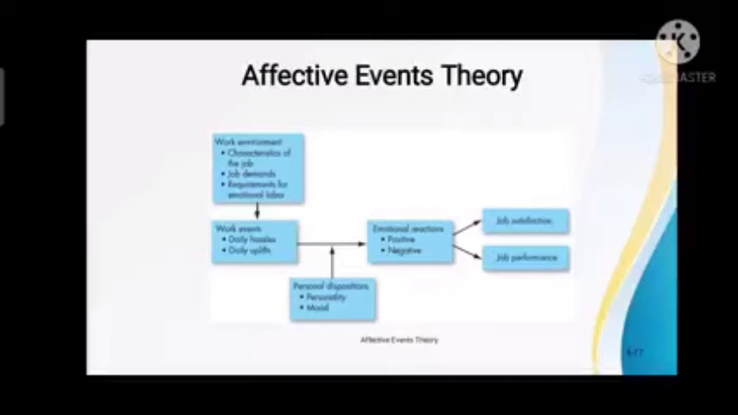Affective events theory graph. This graph states that work events trigger positive or negative emotional reactions, to which employees' personalities and moods predispose them to respond with greater or lesser intensity. Emotions influence performance and satisfaction variables such as organizational citizenship behavior, organizational commitment, level of effort, intention to quit, and workplace deviance.